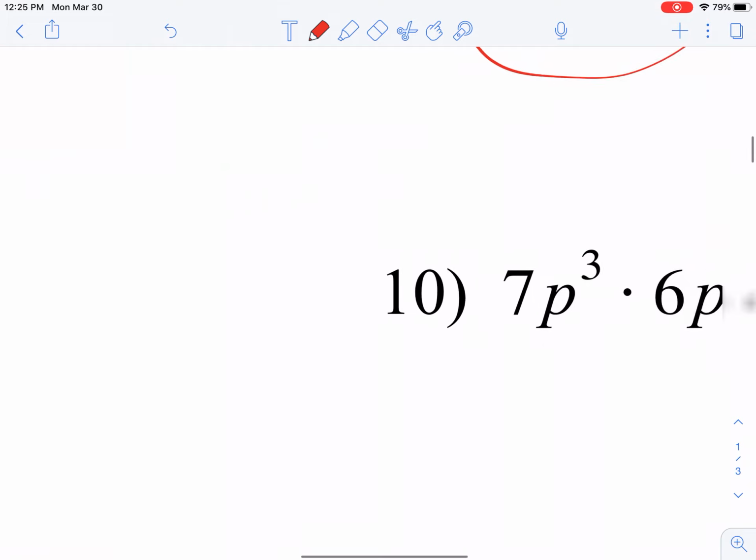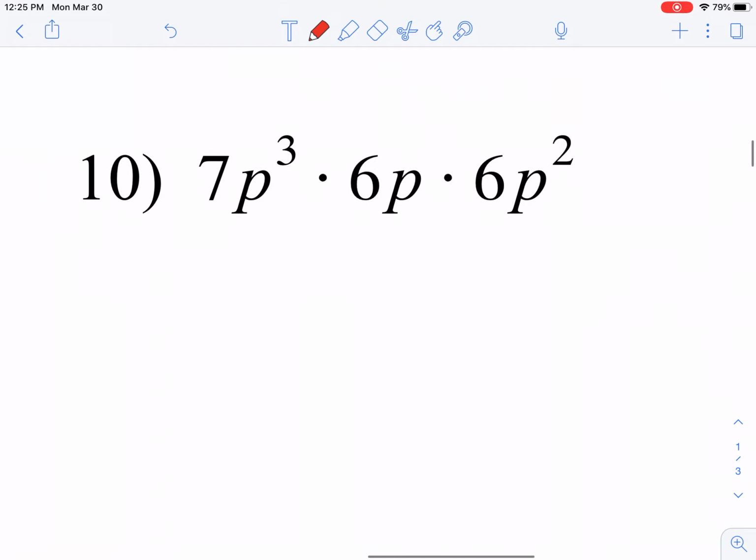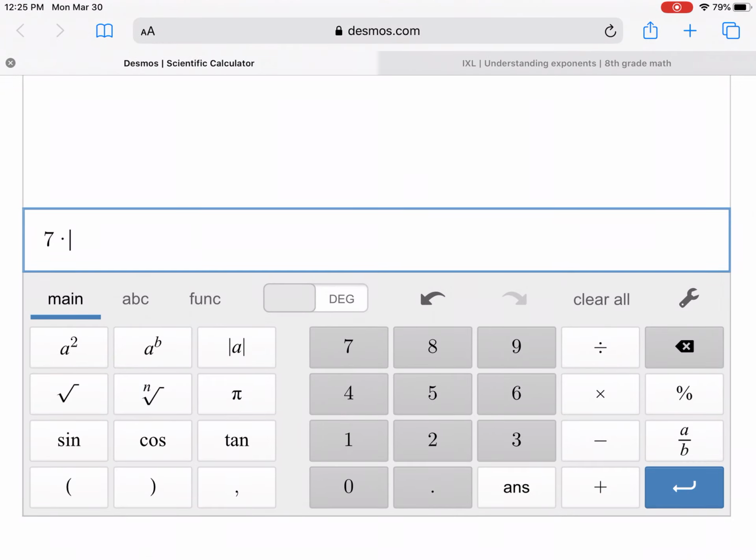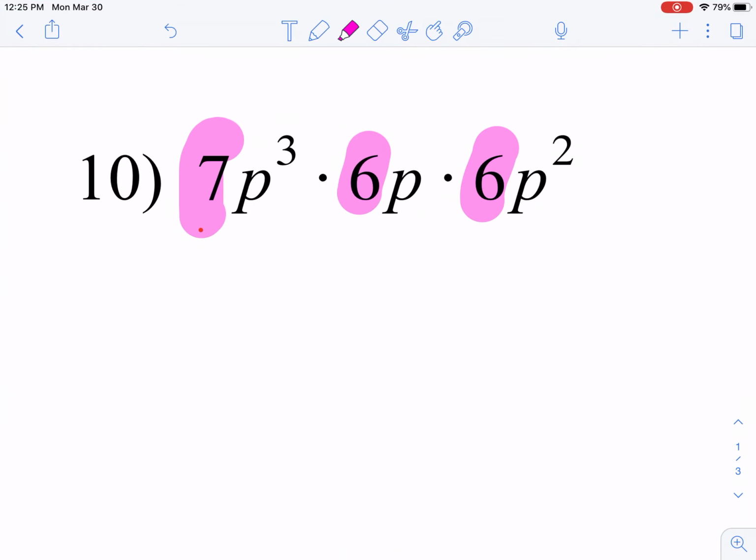Looking at number 10, we're going to do the same thing. The only difference is we got more numbers here. So we're going to deal with our regular numbers first. So 7 times 6 times 6. If you want, you can use Desmos calculator. 7 times 6 times 6 is 252. So 252.